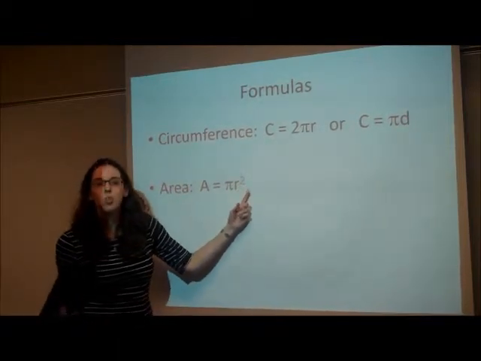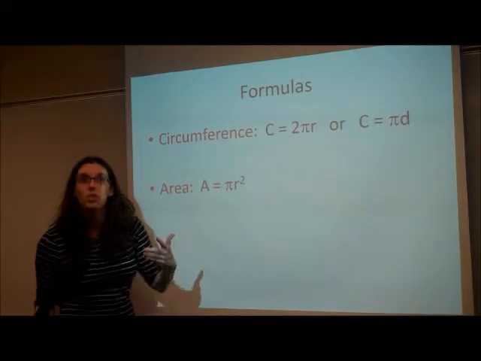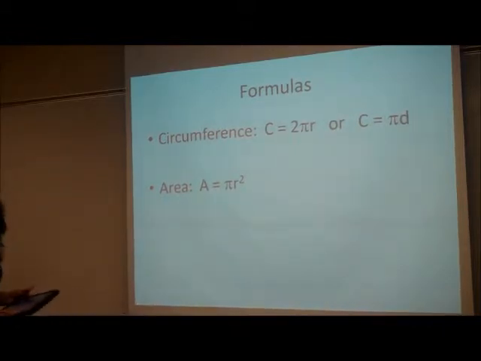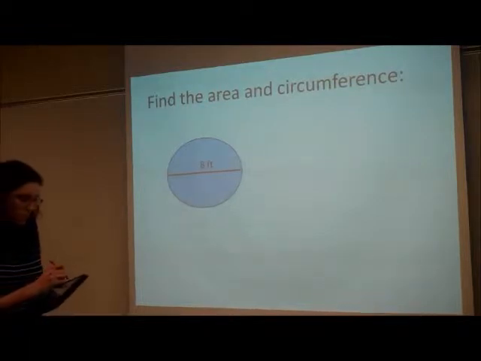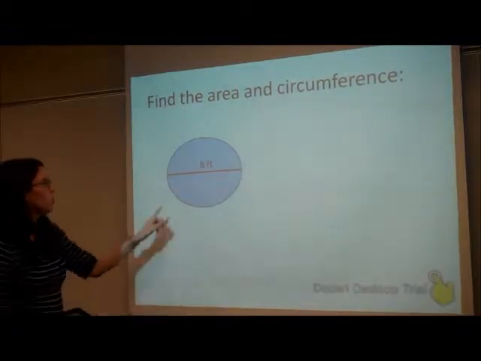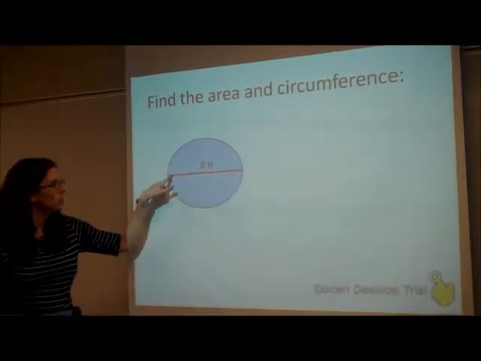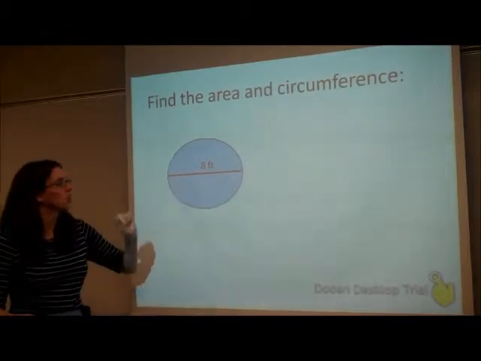So radius is squared with area because the unit is squared. Okay, one easy way to remember. So let's look at some examples. I've given you a circle where this is 8 feet long.